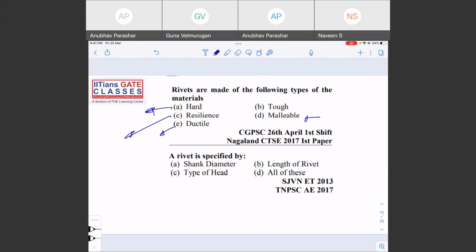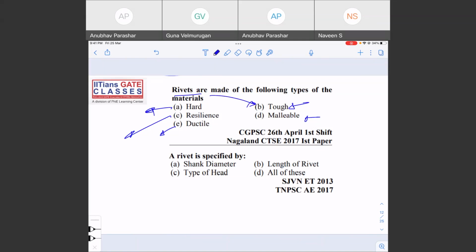Right? Material, what is resilience? Resilience is the capability of a material to absorb energy, right? We have different types of resilience, like proof resilience. Okay, so what does tough mean? If I say the rivets need to be tough, what do I mean?